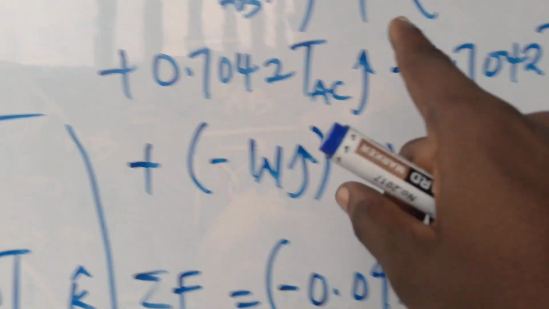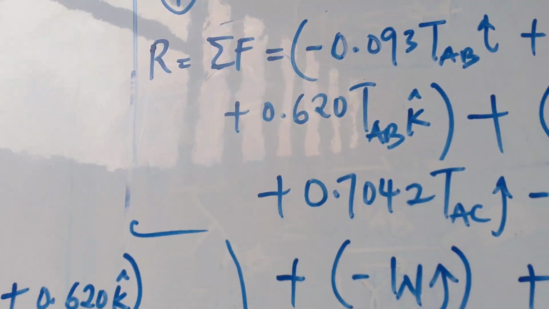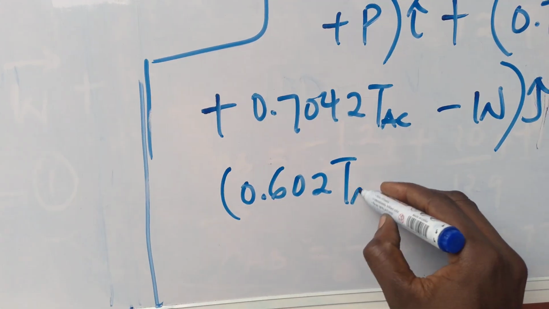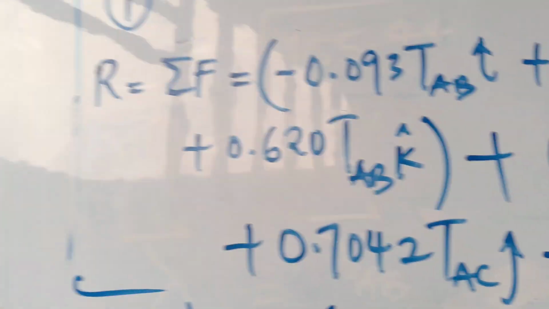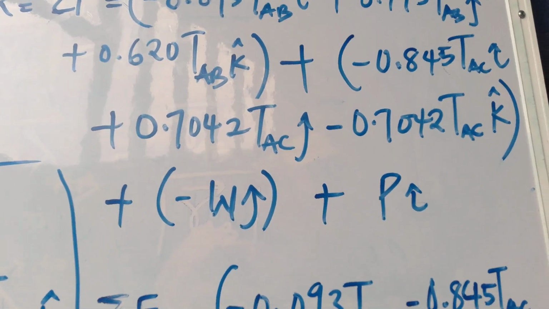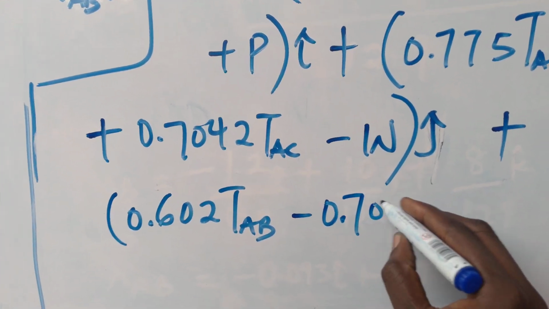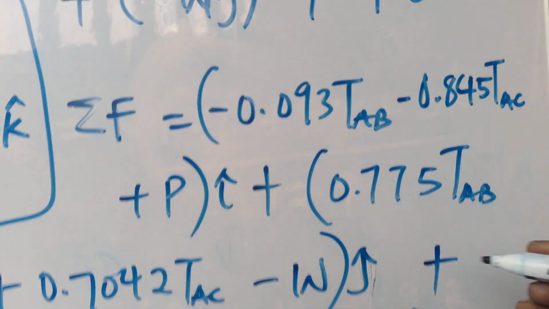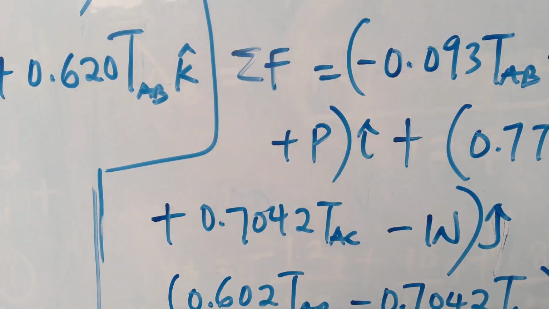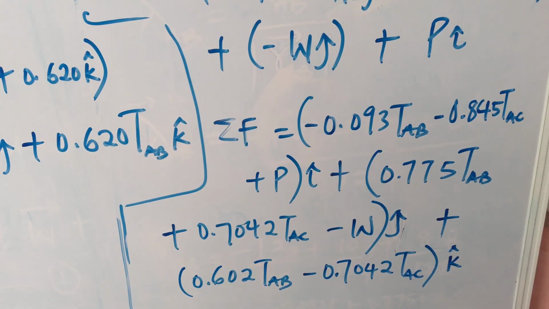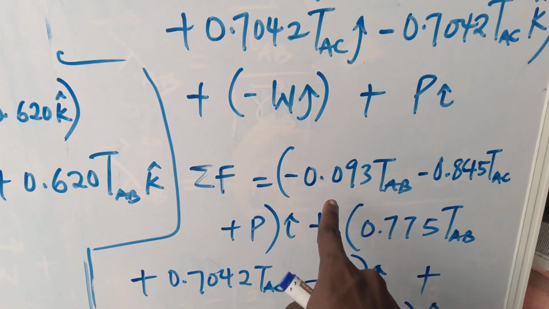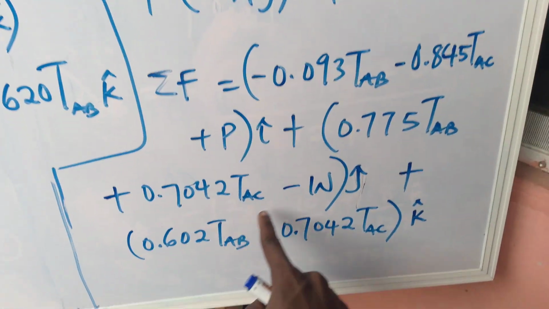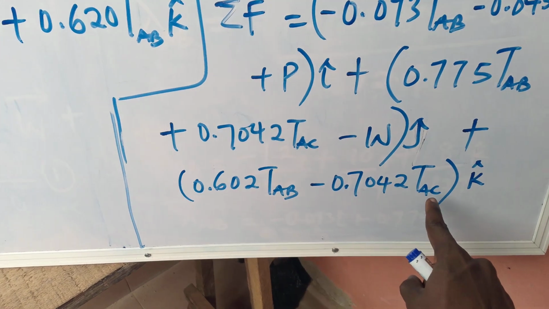Now look for K. K here is plus 0.602 TAB. Then the next K is minus 0.7042 TAC. Then there's no other K again. I'll represent each of them properly. The whole of the I terms is sigma fx, the whole of the J terms is sigma fy with respect to J, and the whole of the K terms is sigma fz with respect to K.